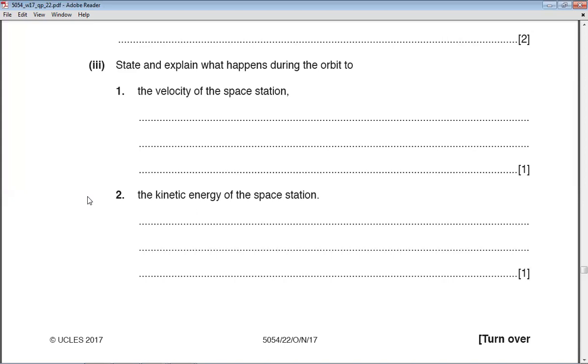You see, the kinetic energy is a scalar quantity. The formula for the kinetic energy is 1/2 mv squared. So here in the formula 1/2 mv squared, the mass of the space station is not changing. The v is the magnitude of the speed. The magnitude of the speed is not changing.